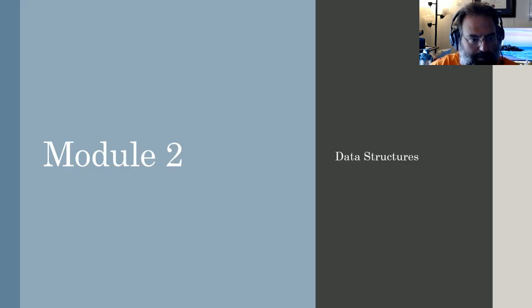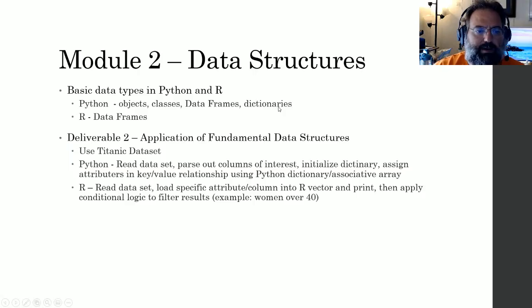Appreciate that. So Module 2, what is it about? It's about data structures, and there's a host of them, but we'll focus most of our attention on things like classes and data frames and dictionaries, and probably some vectors in there as well. And then for deliverable 2, we'll talk about that as well.